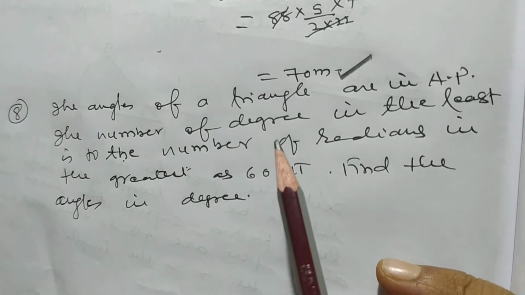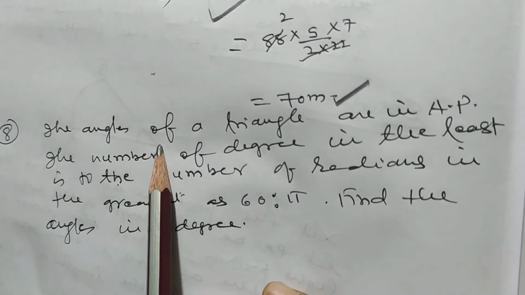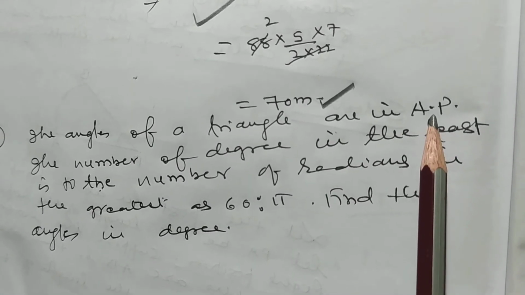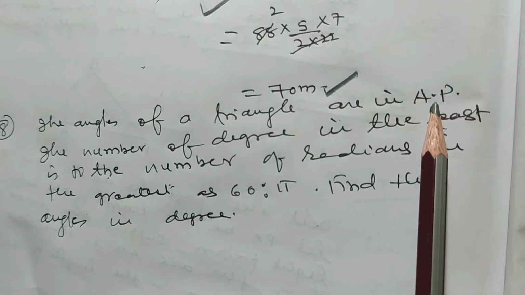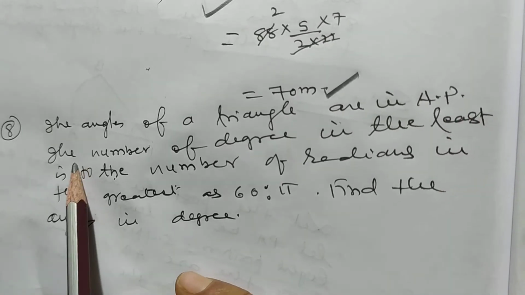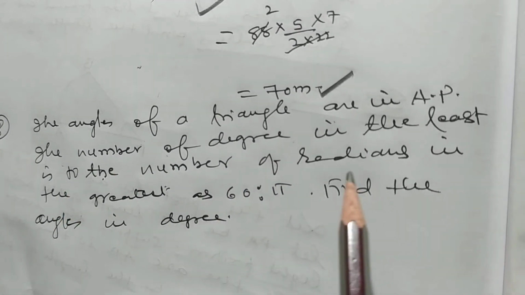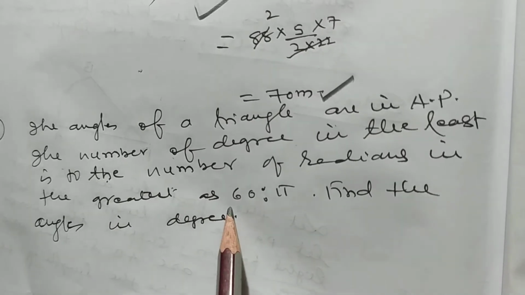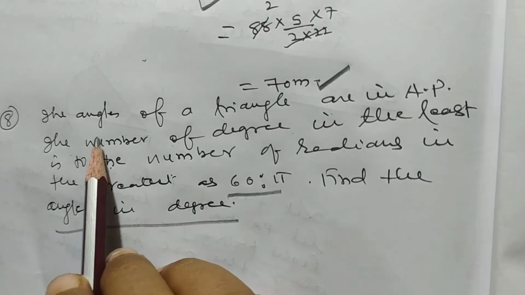So my dear students, now I want to discuss problem number 8. The angles of a triangle are in AP. It is very, very important, and the weightage of this problem is 6 marks. The number of degrees in the least is to the number of radians in the greatest as 60:pi. Find the angles in degree. Try to understand the problem.